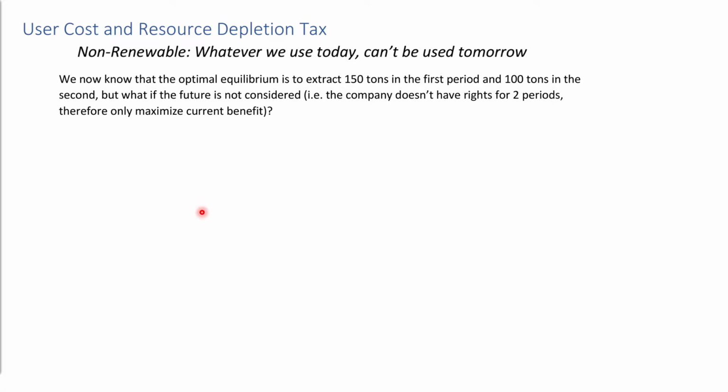So we now know that the optimal equilibrium is to extract 150 tons in the first period and save the rest of the 100 tons for the second period. But what if the future is not considered, right?